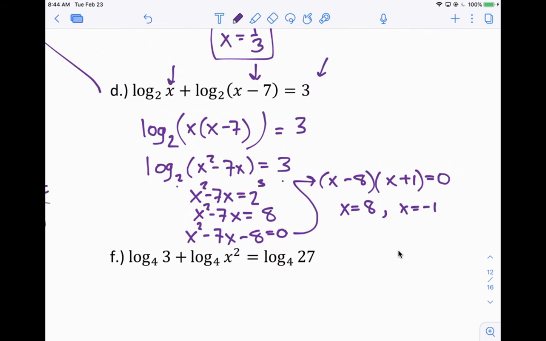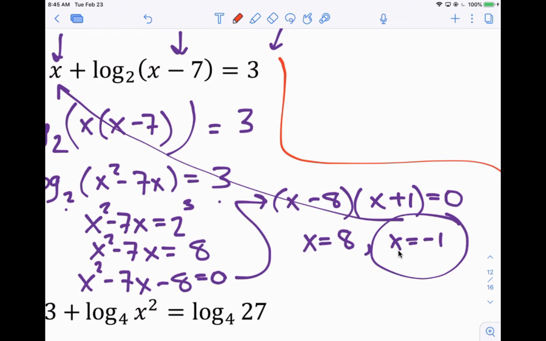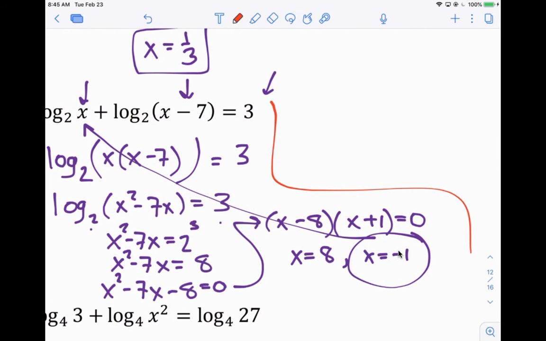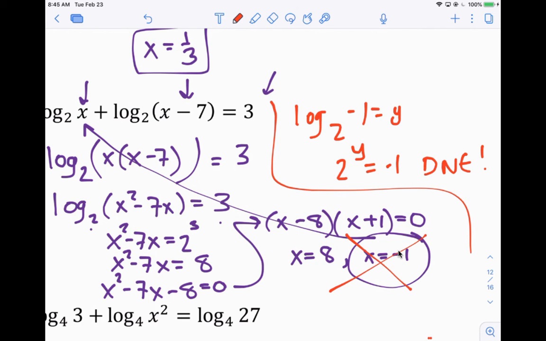Small issue here, though. Looking at that guy, I'm going to do this in a different color. Remember back when we were graphing, when we said the domain couldn't be negative numbers? That's still a problem. So log 2 of negative 1, I don't know, we'll call it y. 2 to the y equals negative 1 does not exist. That's not possible. And so this is what we call an extraneous solution.